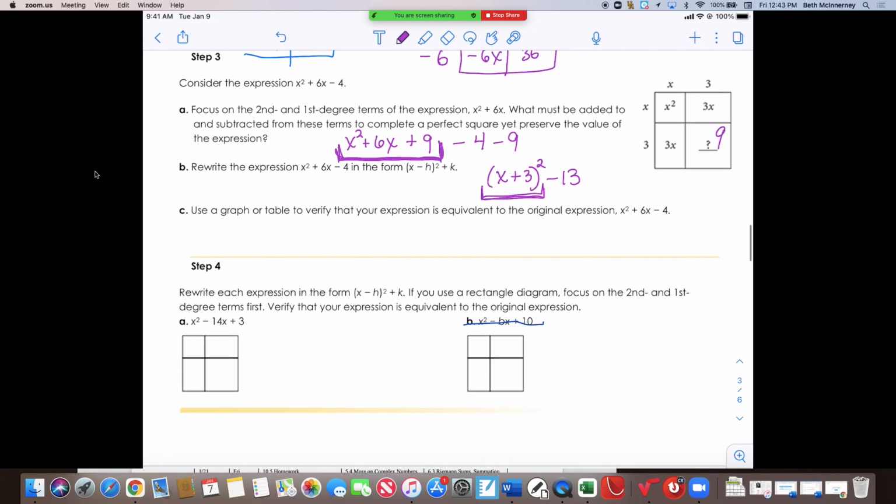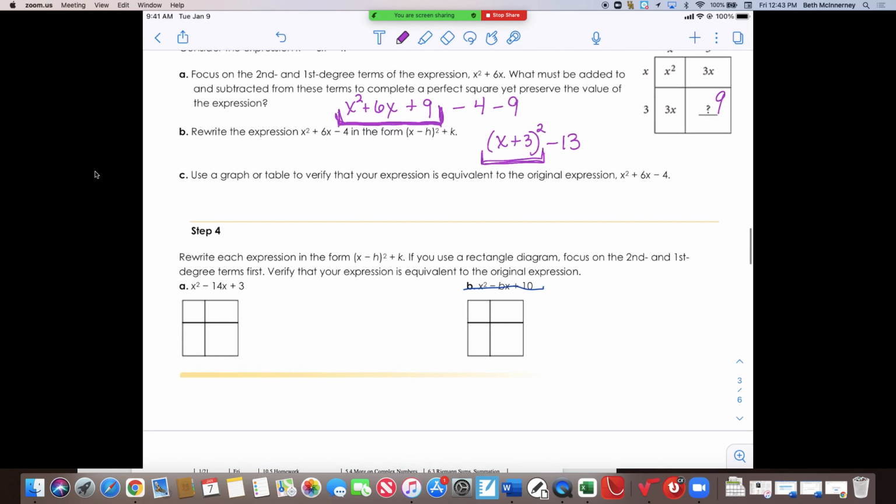All right, let's go to step 4. This is just one more. Do you see that's vertex form, or really close to vertex form? x minus h squared plus k. I just didn't put an a value in, but we're going to get there. It says rewrite it in this form using a rectangle diagram. First, we're only going to look at x squared minus 14x. Can you label the rectangle that'll build that?